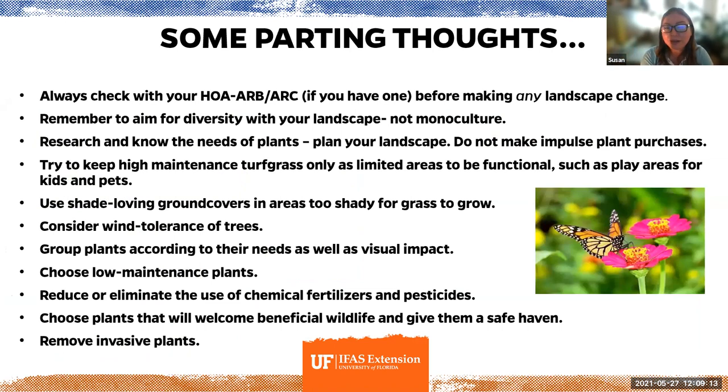And here are just a few parting thoughts before we part today. Always check with your HOA if you have one before making any landscape changes. Remember to aim for as much diversity as you possibly can with your landscape, not just a monoculture of all the same things. Research and know the needs of the plants and plan your landscape well in advance. Don't make those impulse plant purchases. Try to keep your high maintenance turf grass only to limited areas to be functional, such as play areas for kids and pets. Use shade loving ground covers in areas that are too shady for grass to grow.